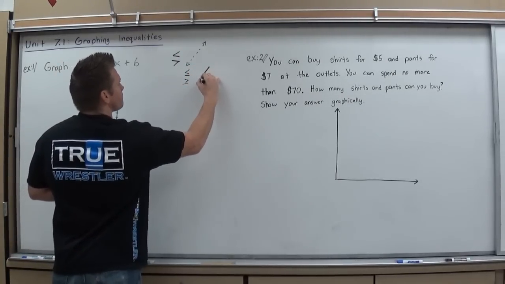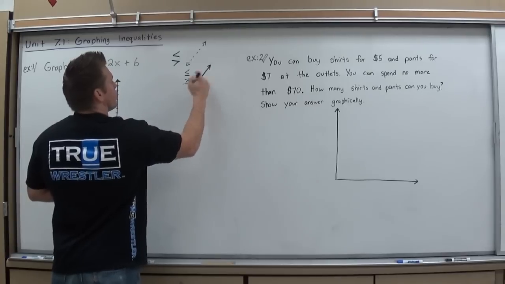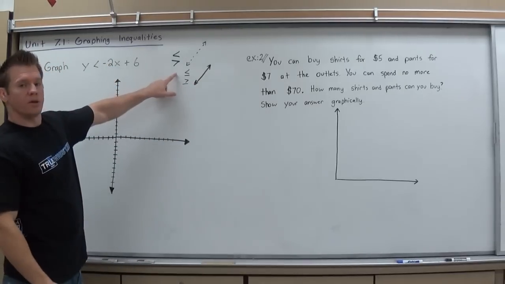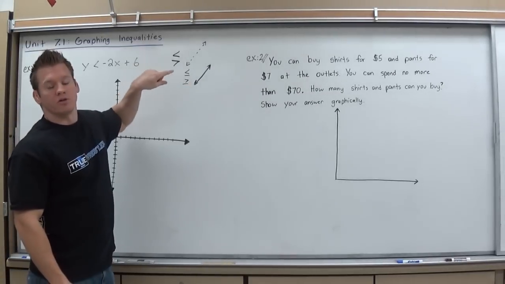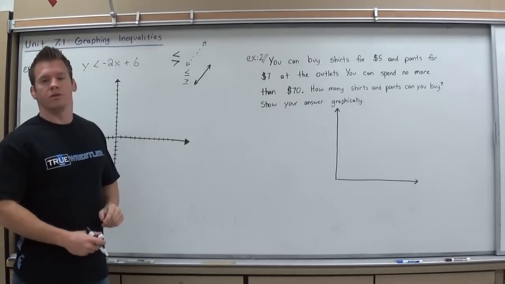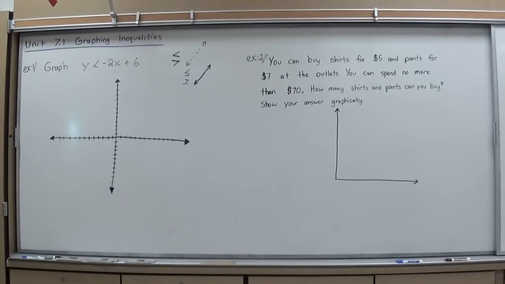But since drawing a ton of open dots would be difficult and time consuming, we do a dashed line instead. If the inequality symbol has a line underneath it, that means it's less than or equal to or greater than or equal to, then it's a bunch of closed dots, which we just express with a normal line like we have previously.